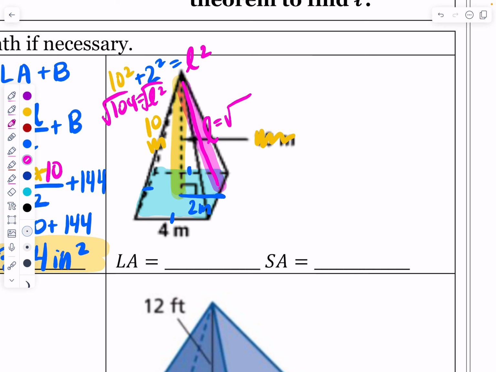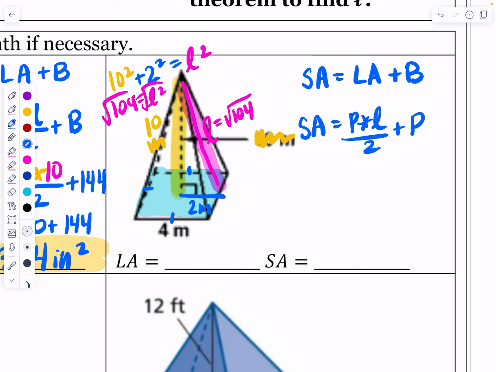So L is going to be equal to the square root of 104. We can round that in a minute. It's about 10.2, but we're going to wait and round till the end. And so when I go to find my surface area, it's going to be equal to my lateral area plus my base. Of course, my lateral area is going to be equal to P times L divided by 2, plus the area of that base.